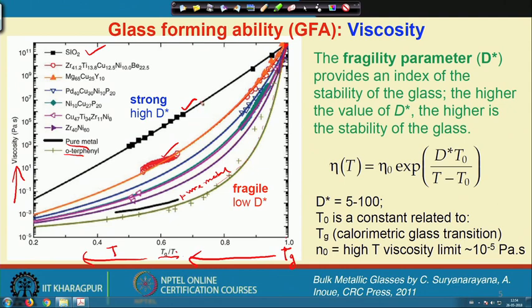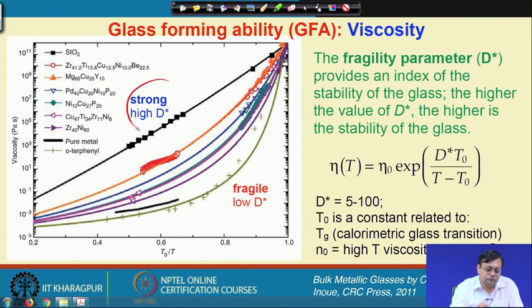a viscosity level which is much higher at any given normalized temperature. So, the viscosity is very high here, and the viscosity of the pure metal is low here, or the viscosity decreases very abruptly in the case of poor glass forming alloys or materials. Okay. So, we can categorize this side of the plot as a strong glass former, which will depict a higher value of D, and here are the fragile or poor glass formers.